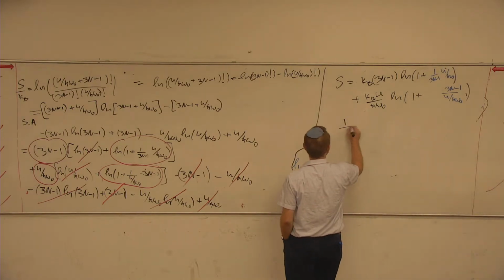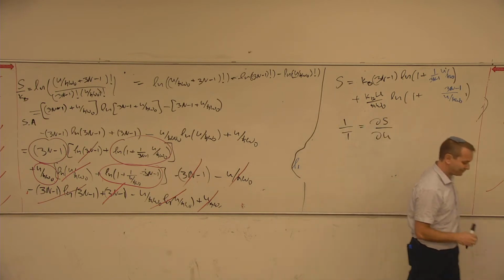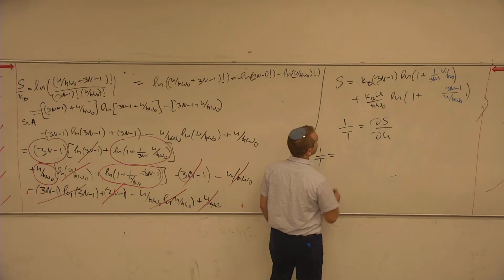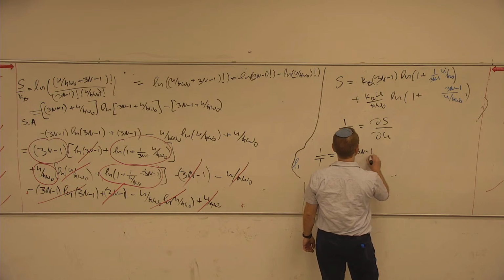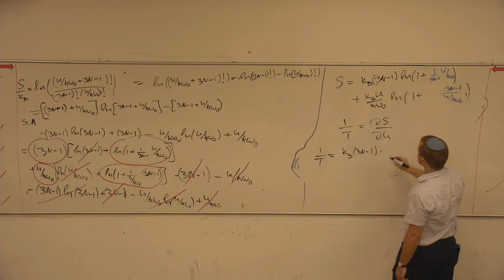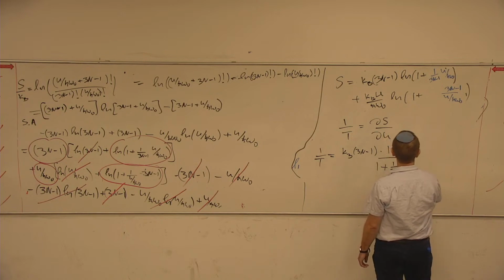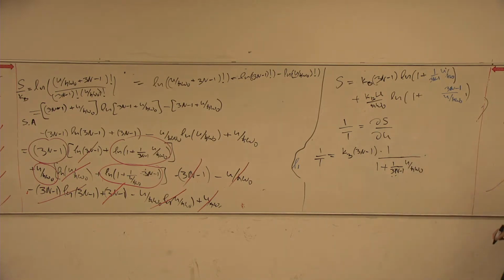The final step: 1 over T equals dS/dU. So let's take the derivative of this. 1 over T equals, this stays the same, so k Boltzmann times (3n − 1), and here I have a derivative of this, multiplied by 1 over 1 plus 1 over (3n − 1) times u/ħω₀, multiplied by what?